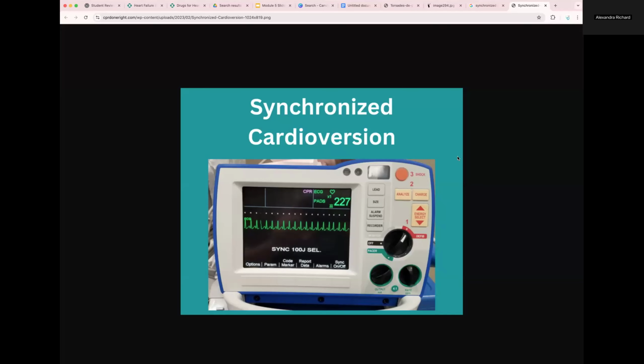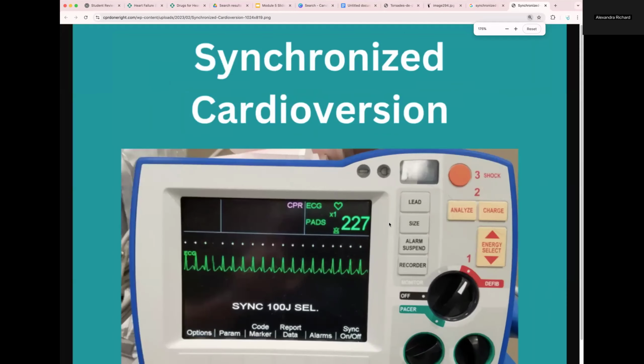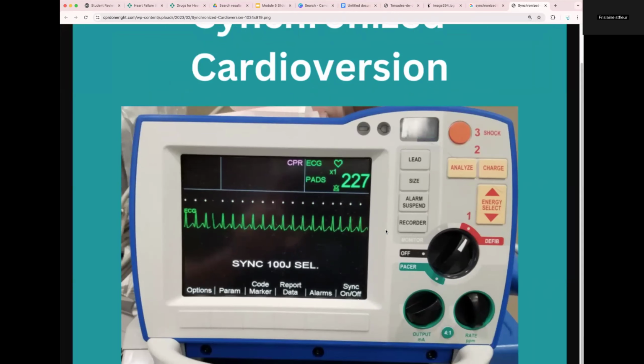So this is what we call synchronized cardioversion. So you use the same machine that you would use for defibrillation. However, we're using a lower level of energy, okay? And also we're synchronizing it with the R wave. So do you see the white arrows on the EKG?